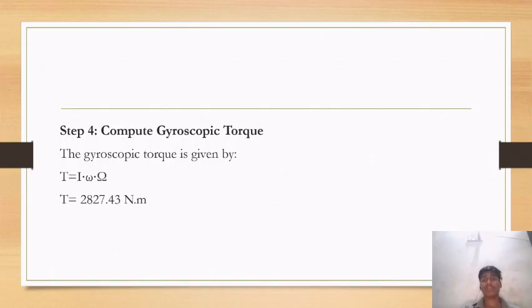This was one of the simple numericals as well. If we know the formula, we can easily solve any type of question related to gyroscopic torque. Let's move on to the next topic.